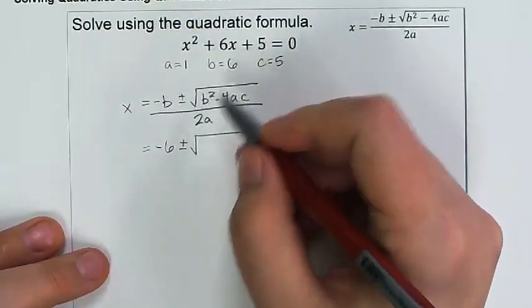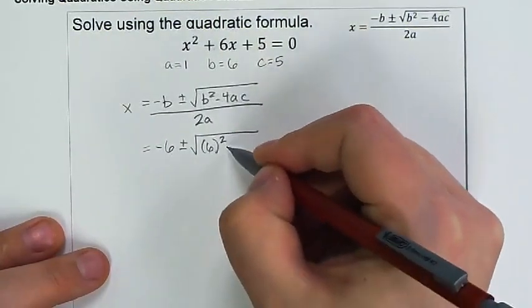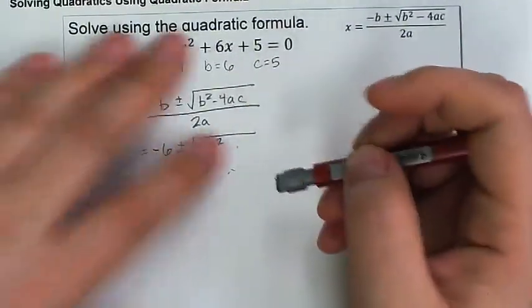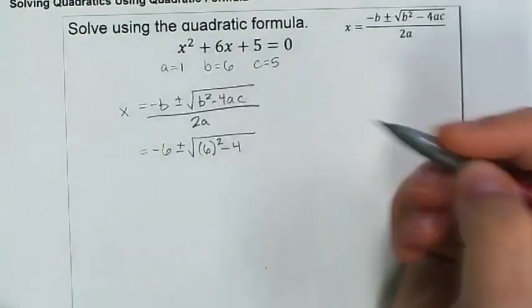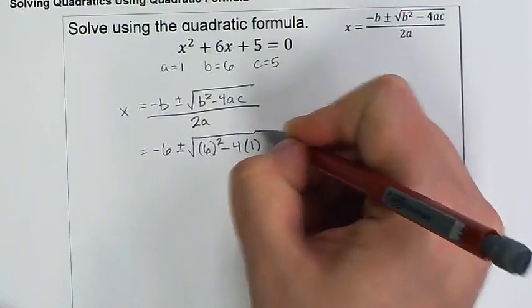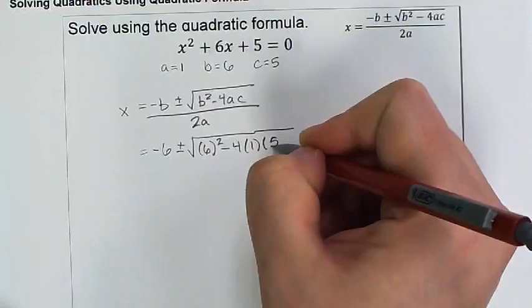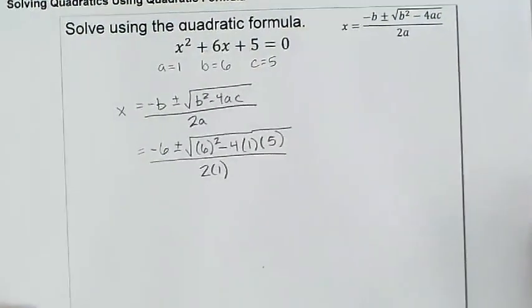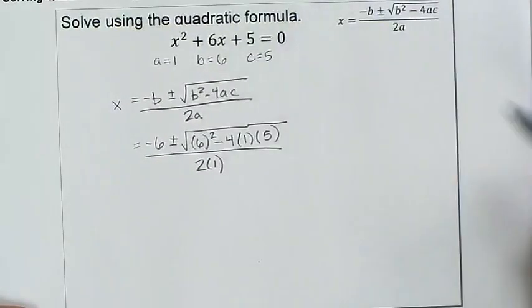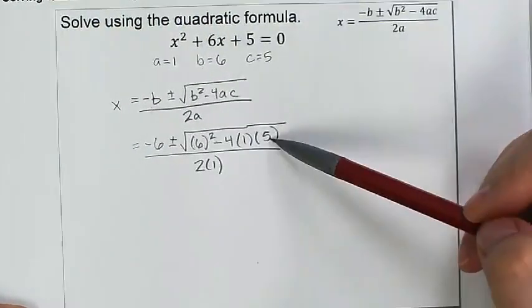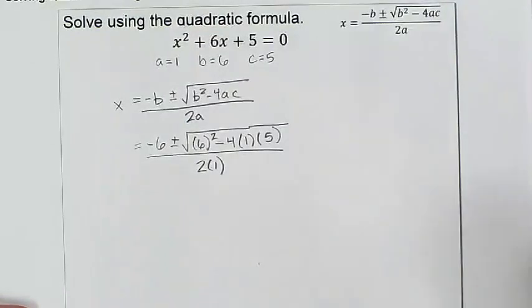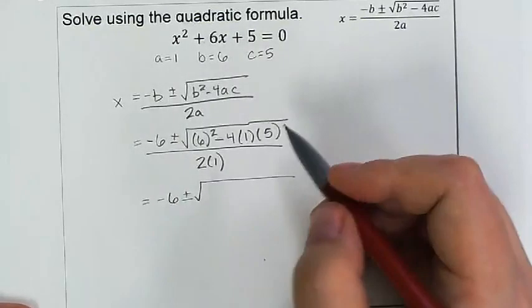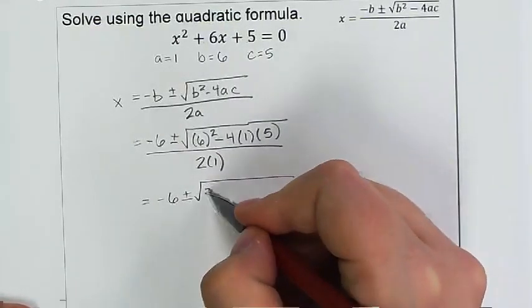All right, so our b is 6, so I'm going to do 6 squared. Okay. Minus 4, then a is 1, then c is 5, and this whole thing is over 2 times our a. So all I did was put a where a is in the formula, b where b is in the formula, and c where c is in the formula. So we simplify what's in the square root first. So 6 squared is 36.